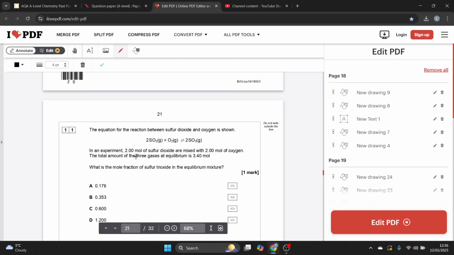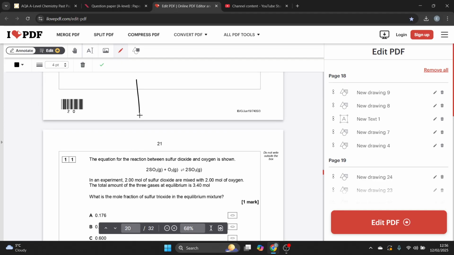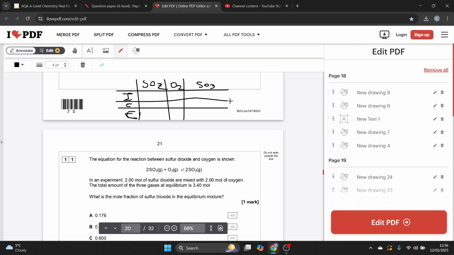Okay, so what I need to do is use algebra, and definitely need to use algebra for 1 marker in chem. So SO2, O2, SO3. Initially, I've got 2 moles of sulfur dioxide, 2 moles of oxygen, right? By definition, I'm going to have 0 of SO3.